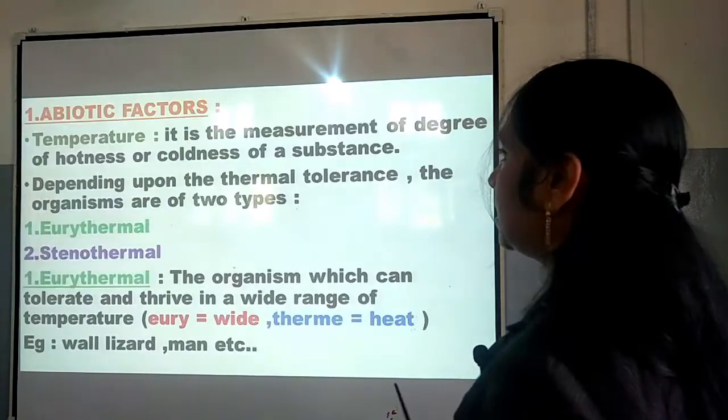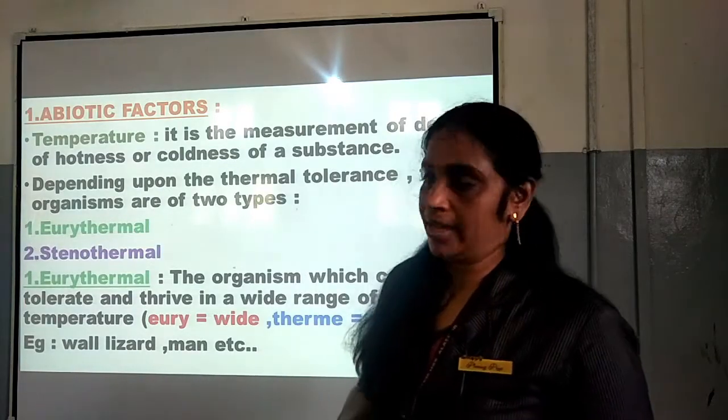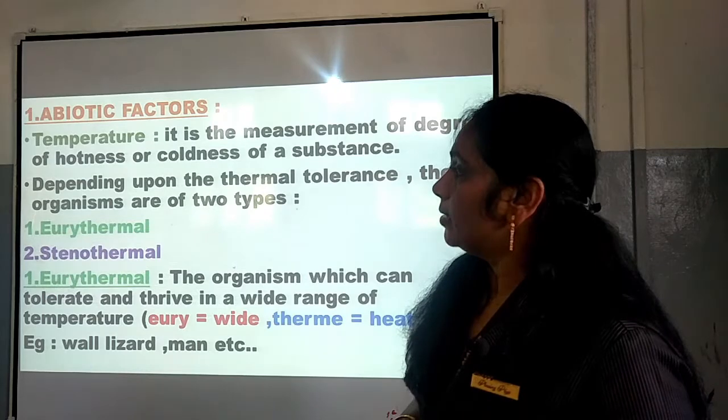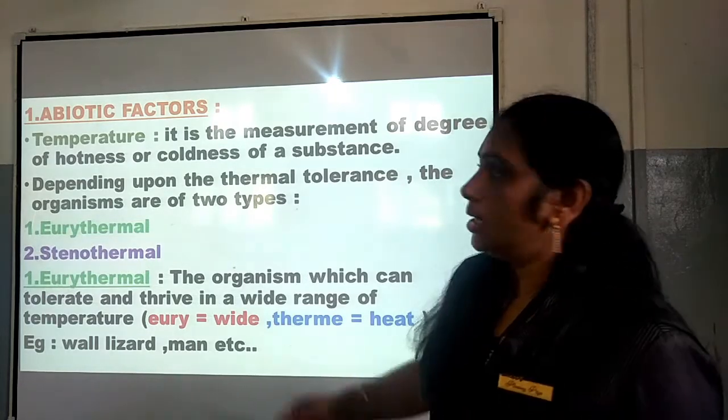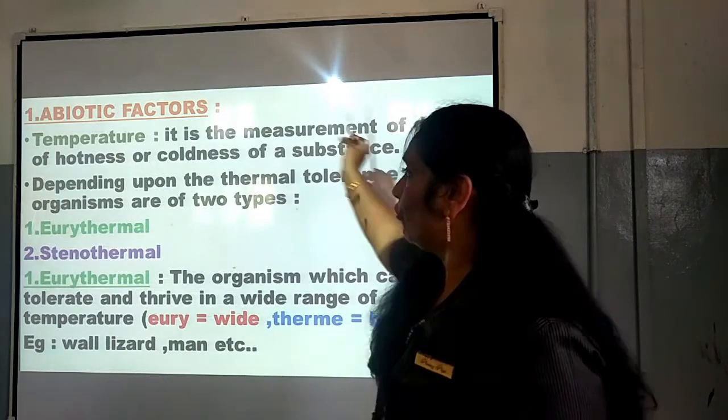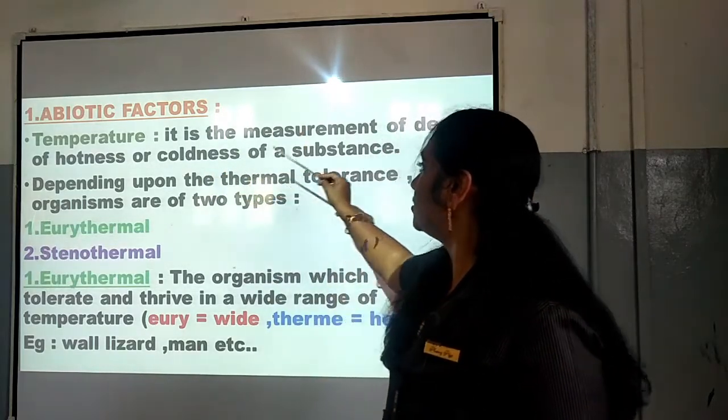So, next we can see about abiotic factors. In that, number one is temperature, and we know what temperature is. It is a measurement of the degree of hotness or coldness of a substance.